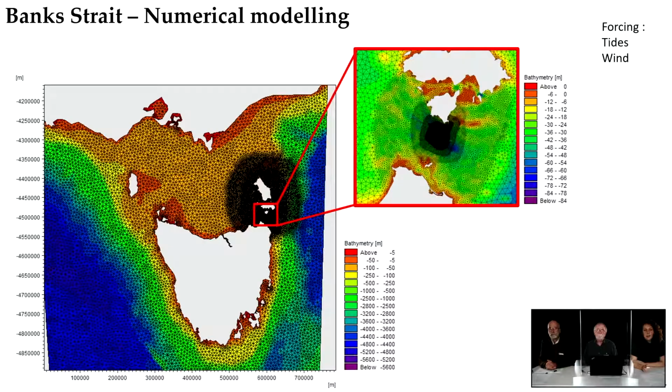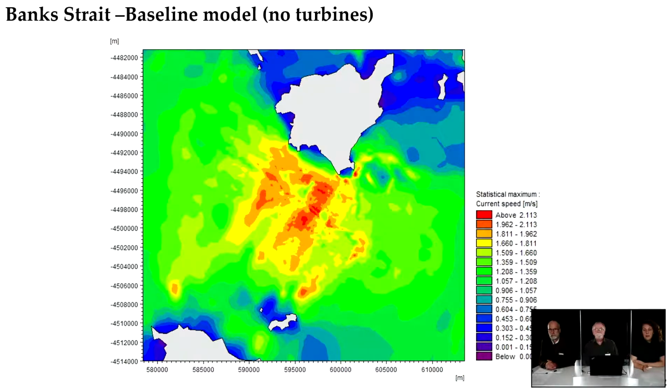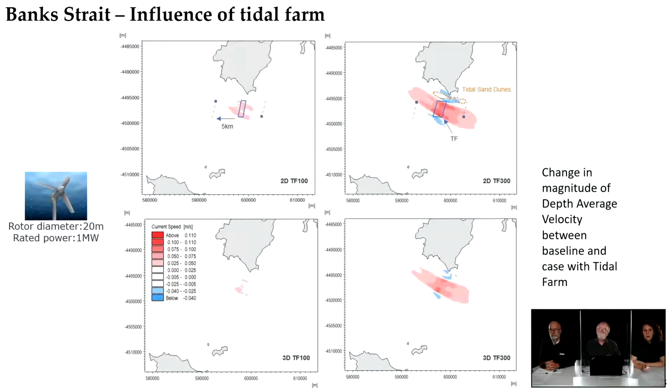So my numerical model is this one. With this, I'm able to characterize the area and know the current speed in this strait. Here is a map of the maximum current speed, and in the middle it reaches 2.4 meters per second. After characterizing this area, I added turbines in the model. I tested 2 tidal farms, one of 100 turbines and one of 300 turbines. And I'm going to show you the results.